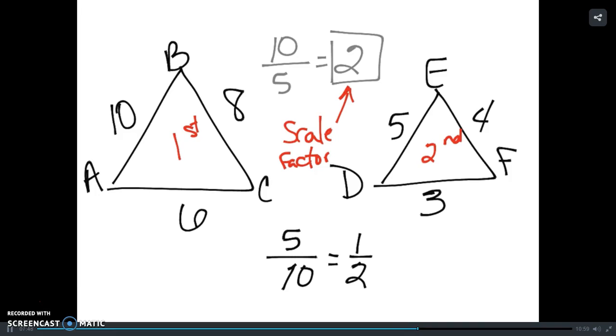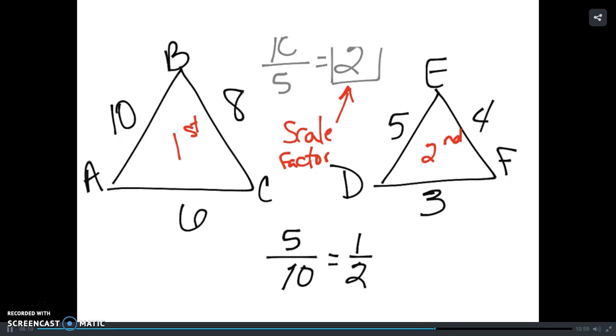So keep in mind, a whole number is going to mean that the first one is larger than the second one. A fractional number, whether it's 1/2 or something else, is going to mean that the first one is smaller than the second polygon. And this goes no matter which kind of polygon we're dealing with.